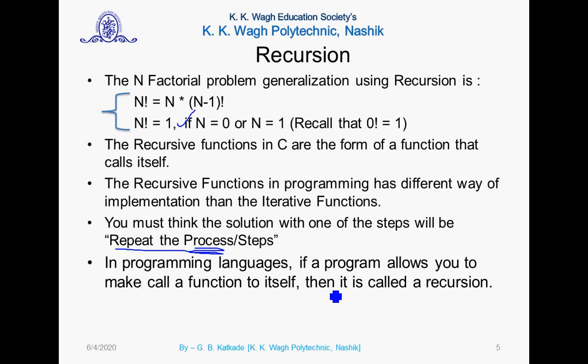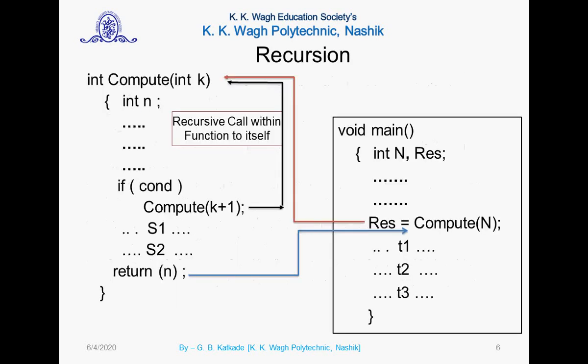C supports recursion, that is, calling a function from itself. Let us see how the function is written. Here is one function being written, compute, and the other is the function main. From main there is a call to the function compute. What we have written as compute is going to perform some mathematical operations.